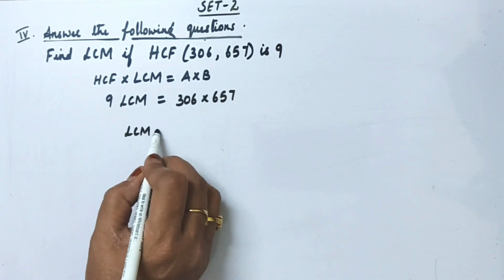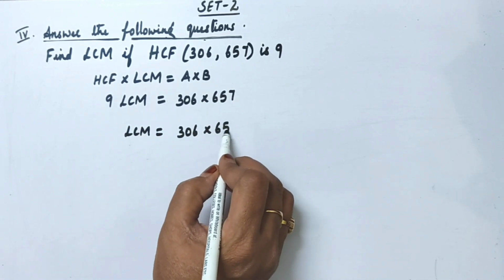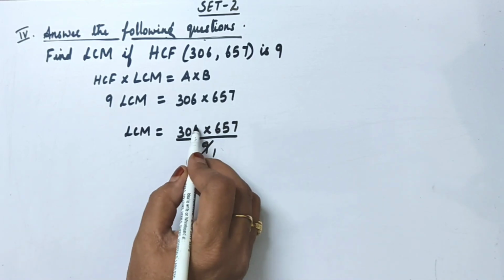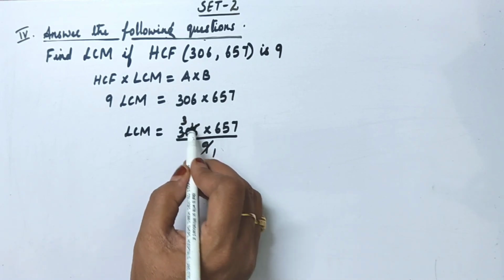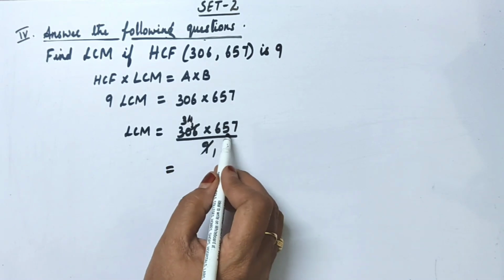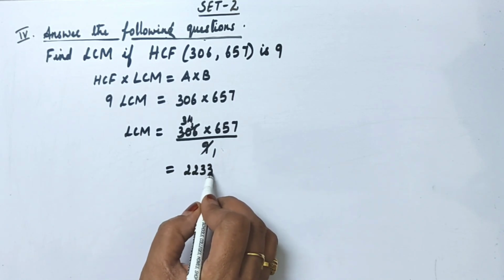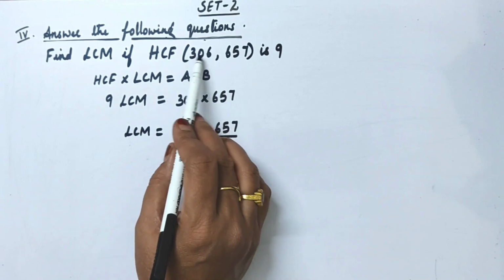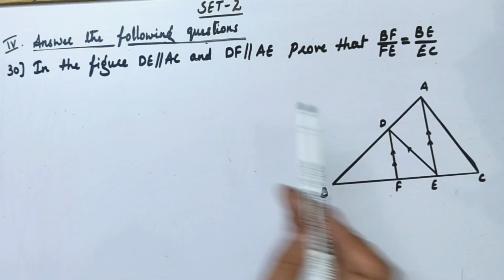Therefore, LCM equals, let us drag this 9 down, 306 into 657 upon 9. Let us cancel. 9 threes are 27, so 3 is a remainder. 9 fours are 36. When you multiply 34 into 657, I get 22,338. This is the LCM of 306 and 657. Hope this is clear.